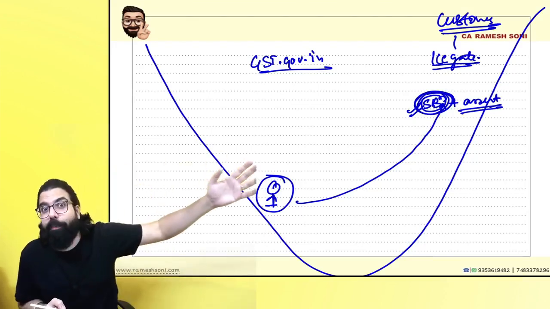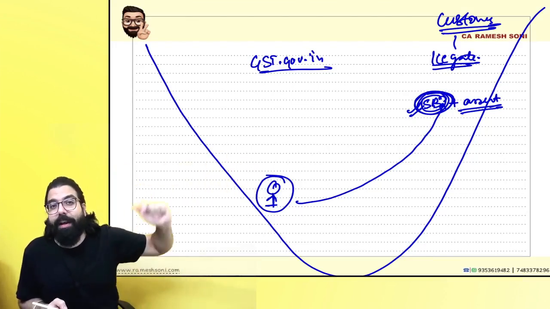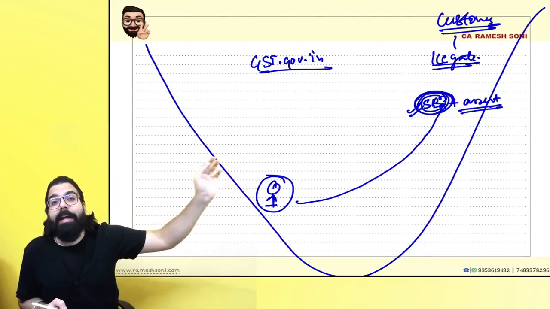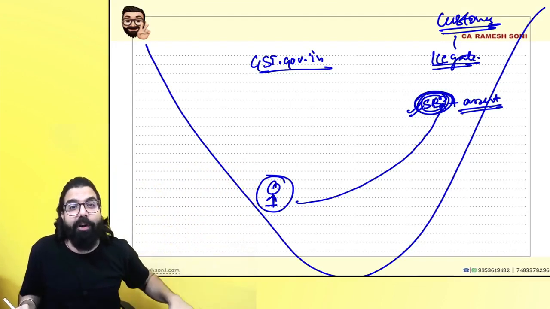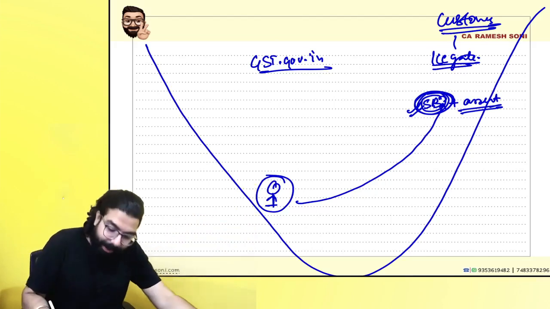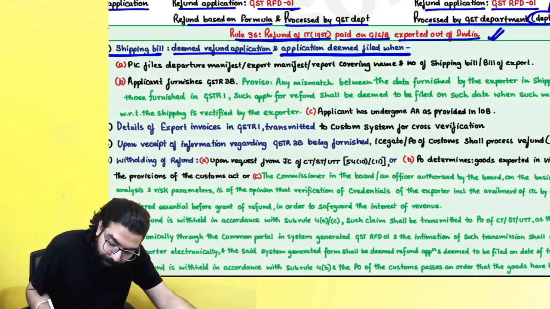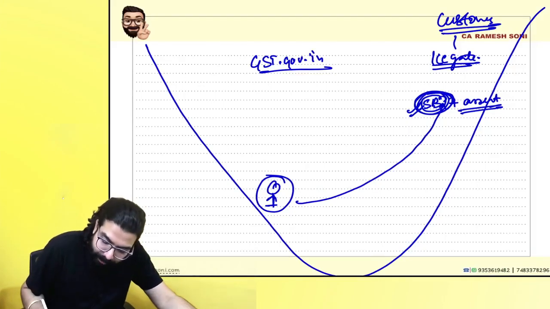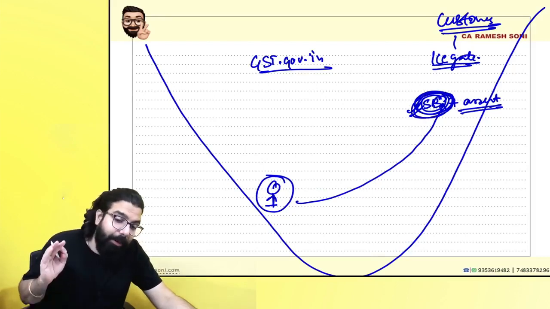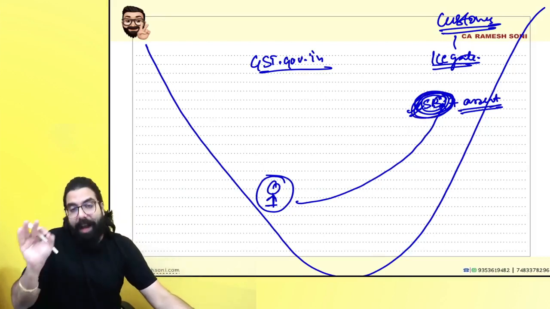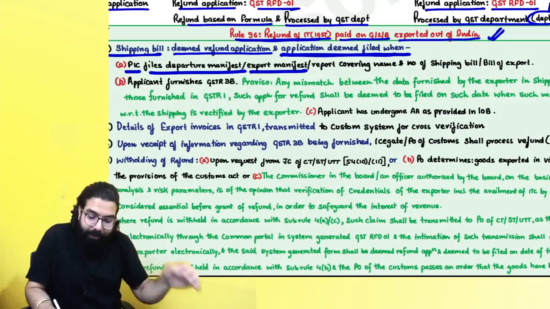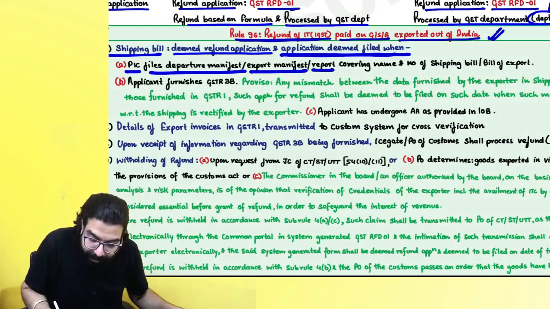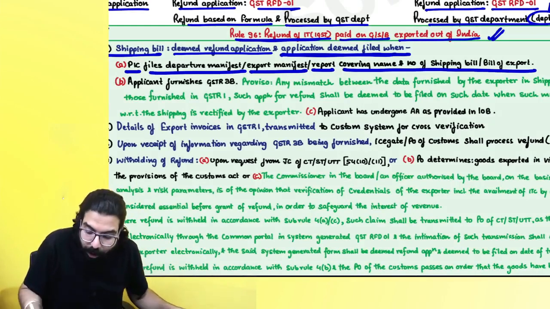Remember, when you export the goods from India to outside India, the shipping bill which you file with customs is your refund application. And it will be deemed to be filed. Number one, the shipping bill is your refund application, and it will be deemed that you have filed the refund application when the person in charge files a departure manifest or export manifest or report covering the name and number of the shipping bill or bill of export.